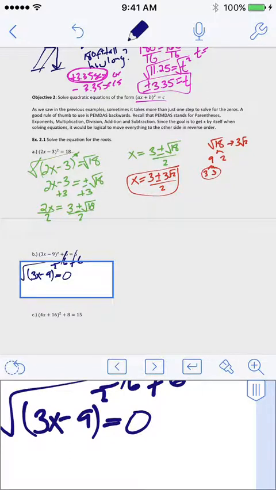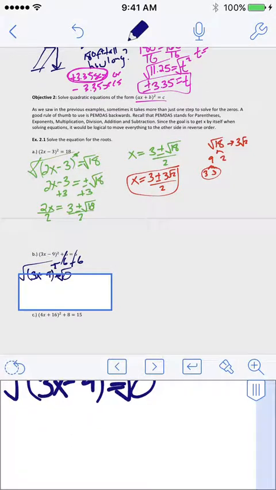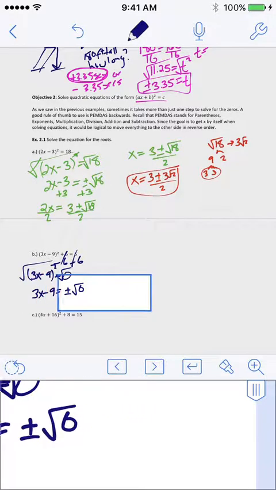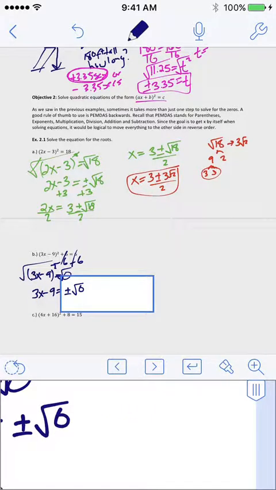Now I can take the square root of both sides. I end up with 3x minus 9 equals plus or minus the square root of 0. Hold the phone just a sec. The square root of 0. Remember, 0 is the only number in the universe that is neither positive nor negative. It's kind of the wall between the two, right?